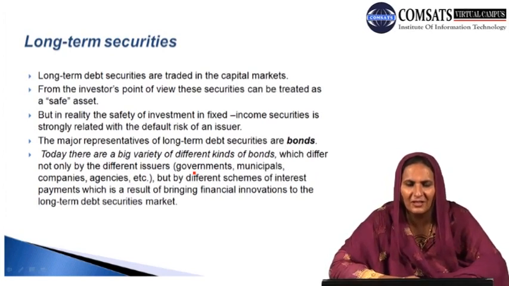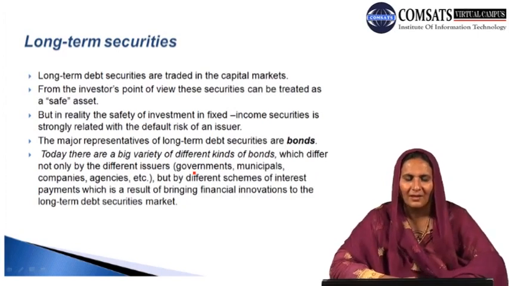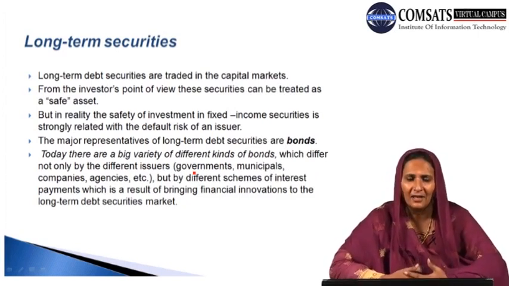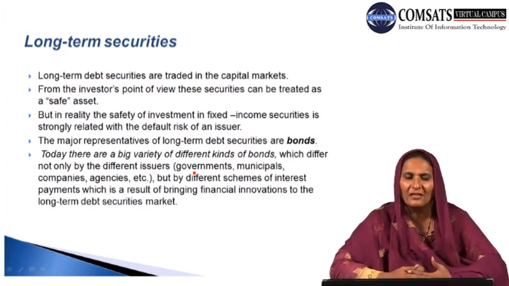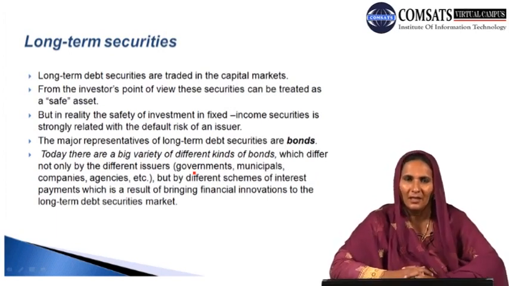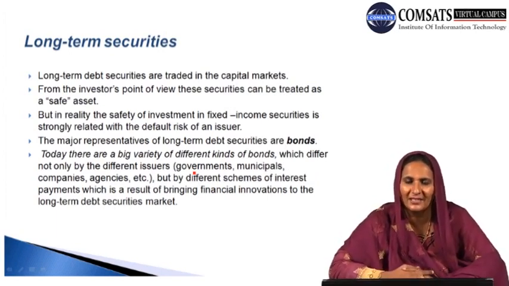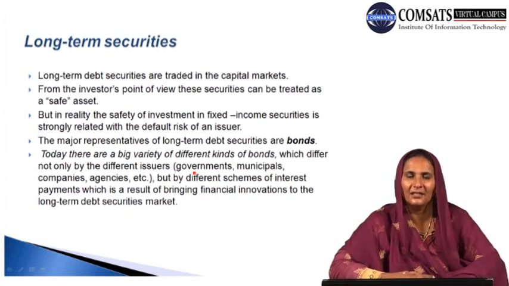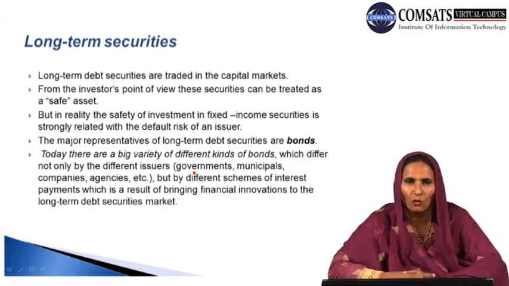The safety of investment in fixed income security is strongly related with the default risk of an issuer. Lekin what is the reason behind the safe asset? Safe asset ke behind reason ye hai ki jo issuer corporation hai, it should not default. Only then we can say that the provision or sale of these securities is safe. If there is a risk that the issuing corporation will default, then they are no more safe.